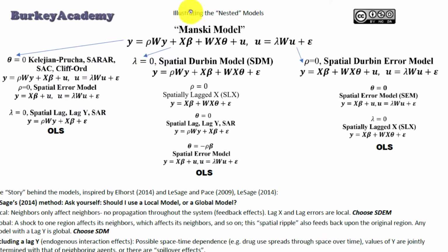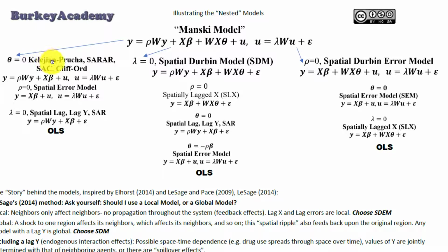So here I have up at the top the Manski model, which is the most complete, kitchen sink, throw everything in there kind of model that has the lagged X's, the lagged Y's, and the spatially lagged error terms, and showing you how you can simplify that Manski model, which most people I talk to don't think is a good idea to run. But you could simplify the Manski model into either the Kelejian-Prucha, also called the SARAR, SAC, or the Cliff-Ord model by making the spatially lagged X's coefficients all 0. That simplifies down into the Kelejian-Prucha model.